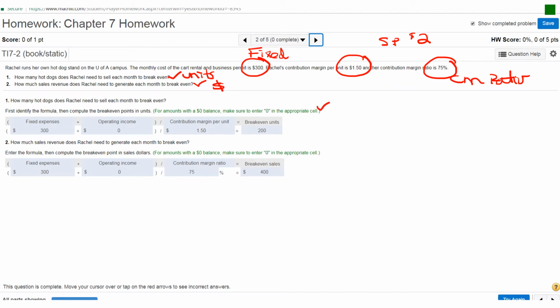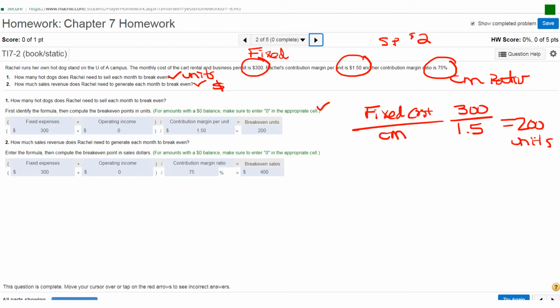So on part 1, this one's simple. You simply take the formula, which is your fixed cost, and divide by your CM per unit. So in this case, our fixed costs are $300. You divide that by $1.50, and that's going to give you a break-even units of 200. So that's part 1. Part 2, they want the same thing in dollars.